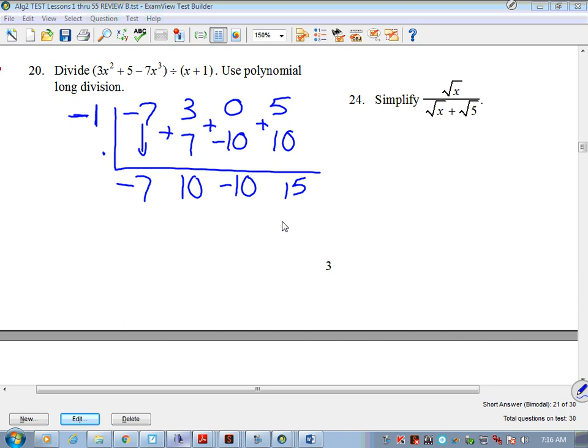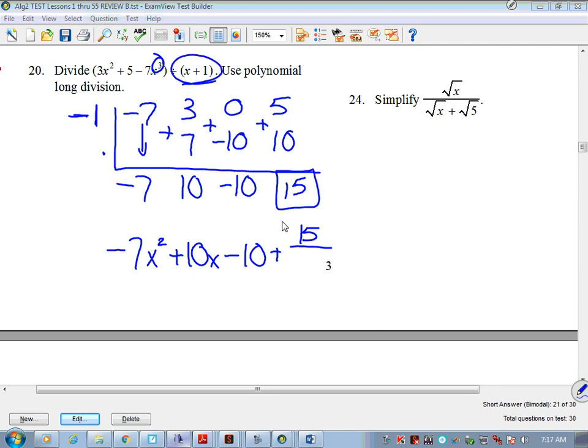So it's pretty easy to get that. And then I'm going to look, okay, what was my highest exponent to begin with? I'm always going to be one exponent less, so that's going to be negative 7x squared. And I'm going to follow that on down. So this will just be x minus 10 plus 15 because this is a remainder. And I'm going to put that over the divisor, which is x plus 1, not just negative 1.